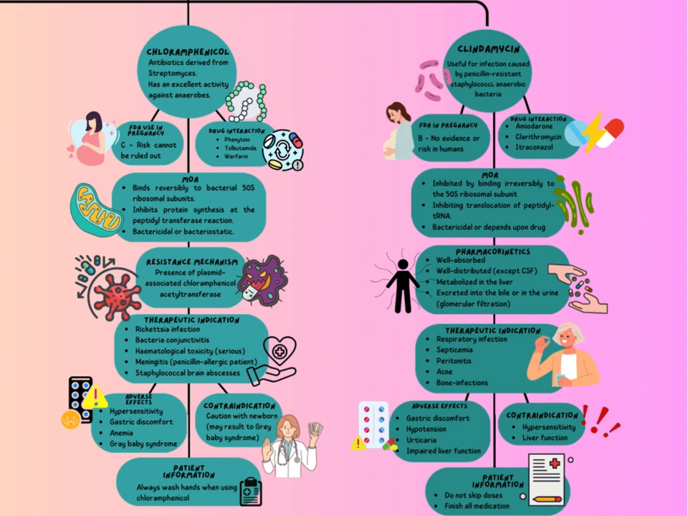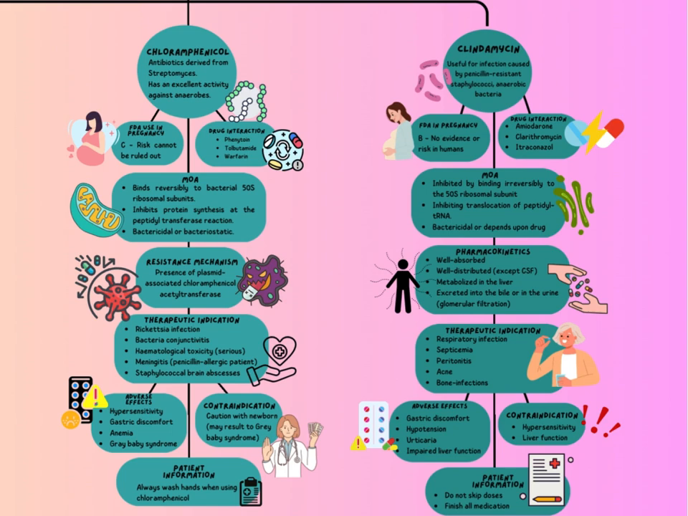So, what kind of situation needs the use of chloramphenicol? Chloramphenicol can be used to treat rickettsia infection, bacterial conjunctivitis, serious hematological toxicity for systemic use, meningitis for patients that are allergic to penicillin, and staphylococcal brain abscesses.